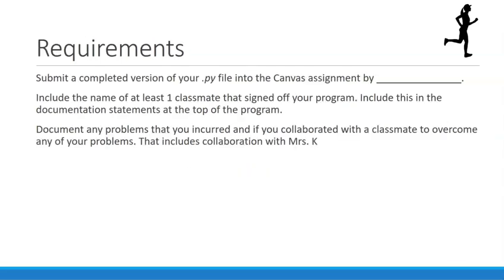Your requirements will be to submit a completed version of your Python file into the Canvas assignment by Friday, December 15th. You will include the name of at least one classmate that signed off your program. Include this in the documentation statements at the top of your program. Document any problems that you incurred and if you collaborated with a classmate to overcome any of your problems. That includes collaboration with me.